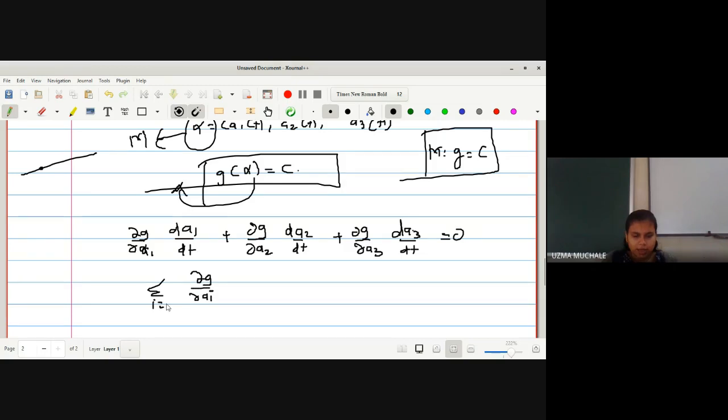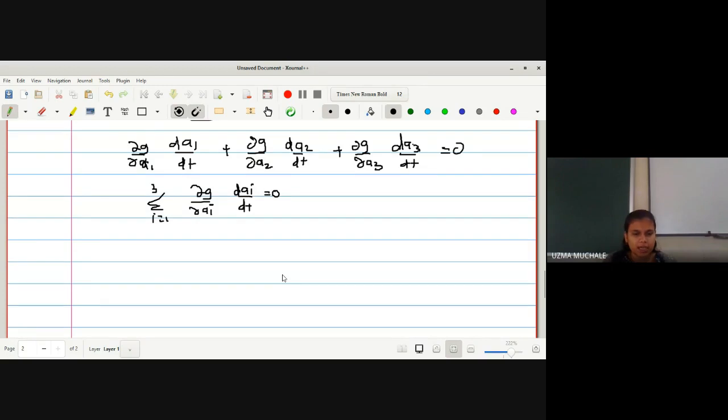Dou g by dou ai, with i running for 1, 2 and 3, and this is what dai by dt is equal to 0. Okay, is it okay? Whatever summation I have written, simply you have to replace the ai, which is A1, A2, A3.